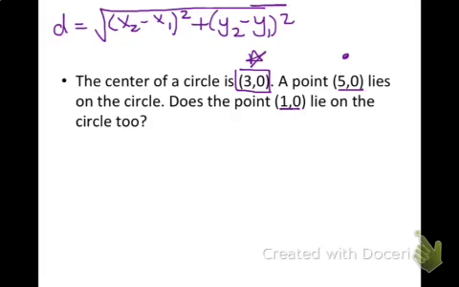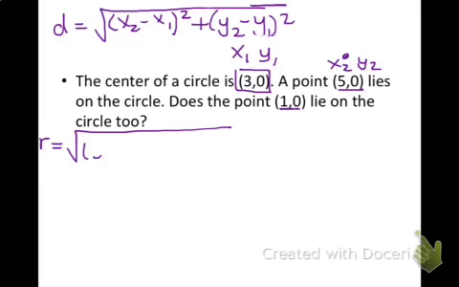So let's go ahead and find the distance. I'm going to label my coordinates. So this is going to be x1, y1, x2, y2. So I'll put that into my distance formula. So the radius, I really should say, because this is the distance from the center to a point on the circle, is going to be the square root of (5 minus 3) squared plus (0 minus 0) squared.